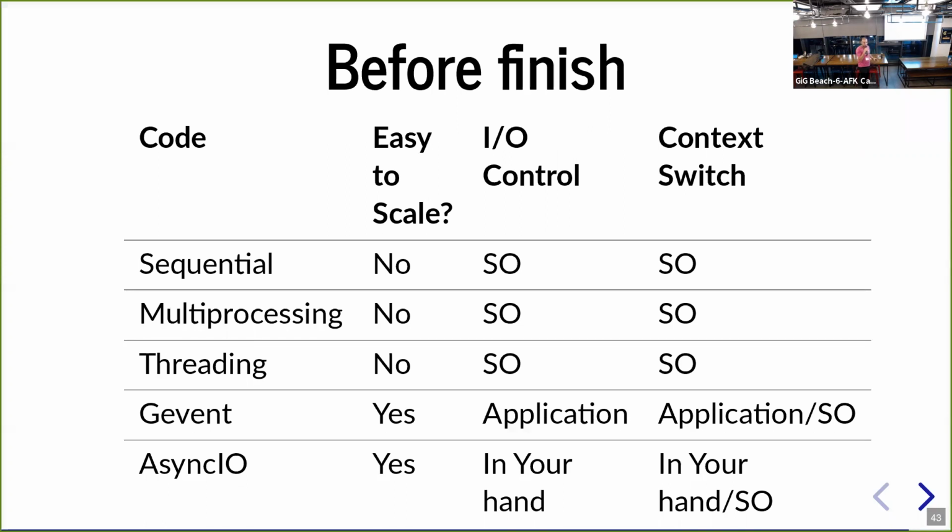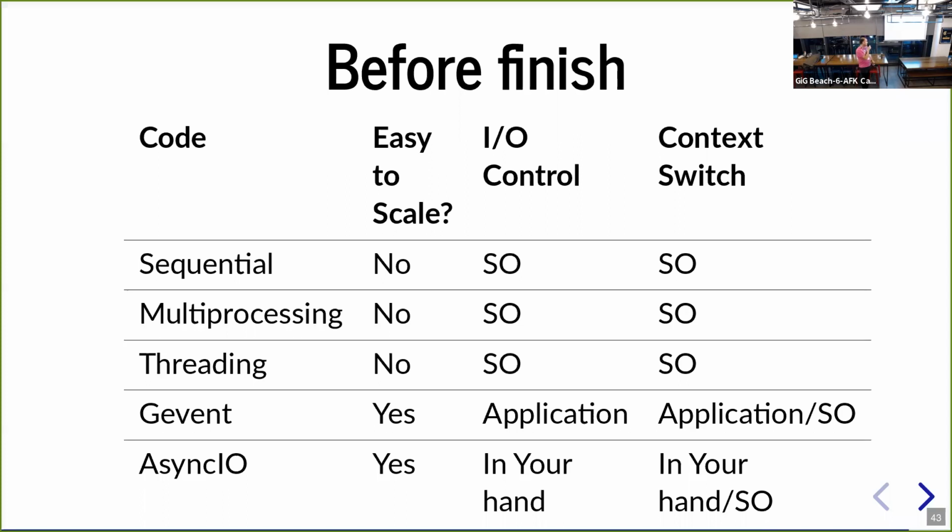For gevent, that is the green thread, it's easy to scale, very easy to use, very easy to scale. IO control is not in your hand, but in the application, and the context switch is in the application and the operating system. And for async IO, it is very easy to scale, very easy to use. You can create one coroutine inside another coroutine. It's very easy to make this. It's possible that you get the result. This problem is with threads, but not with async IO.